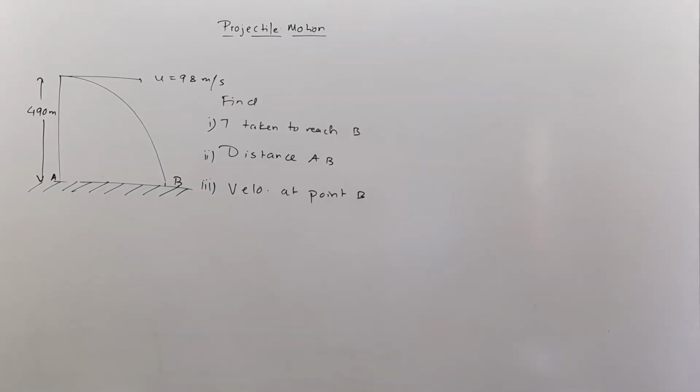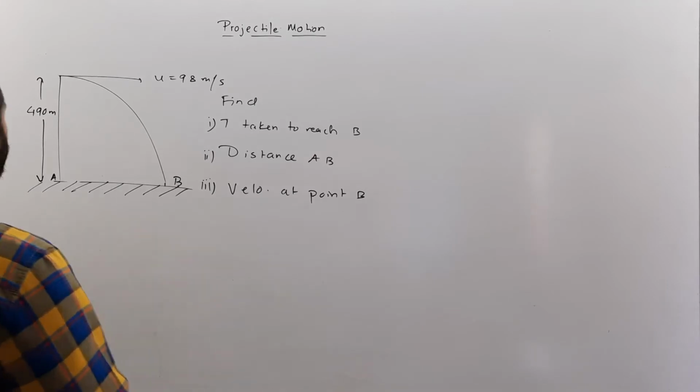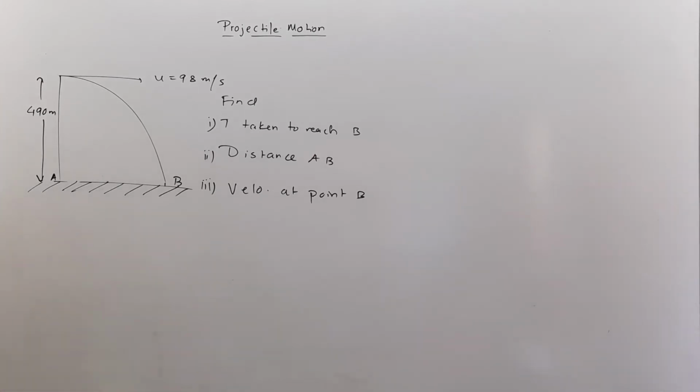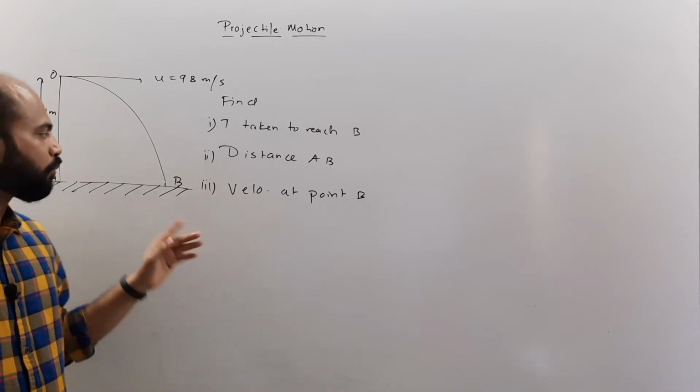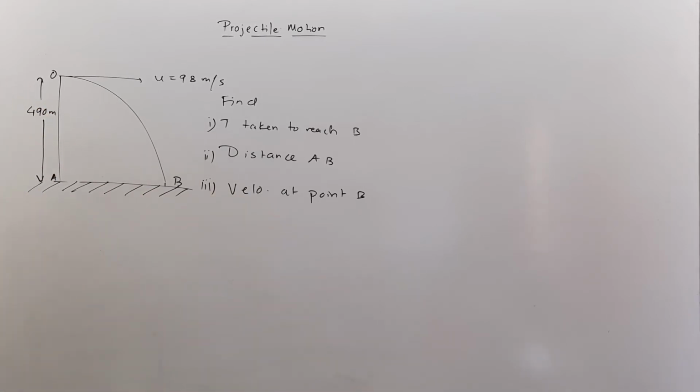Let's take another question. So now there is a projectile being fired from a hill. The height of this hill from the ground is 490 meters, and the projectile is fired at 98 meters per second. Question is, we have to find out time taken to reach B. So when the projectile is fired from this point O, let's say, how much time does it take to reach B? That's question number 1. Question number 2 is we have to find distance AB, and question 3 is you have to find the velocity at point B. So 3 things we have to find.